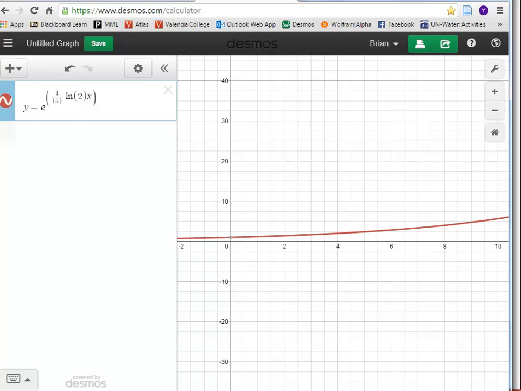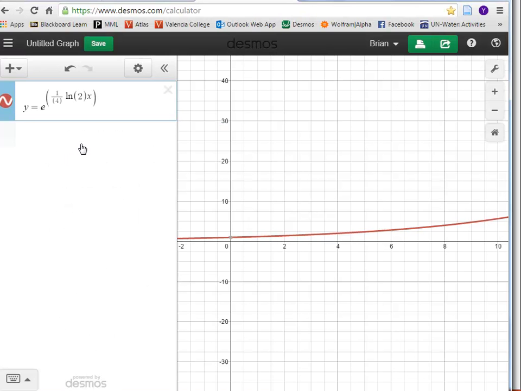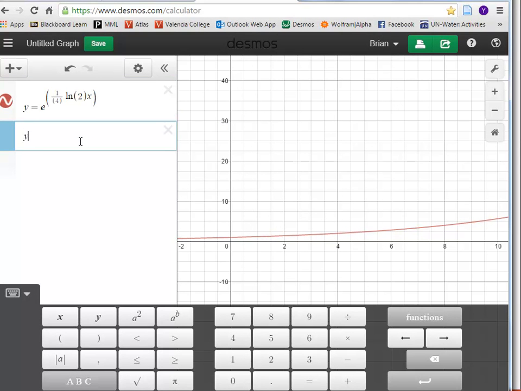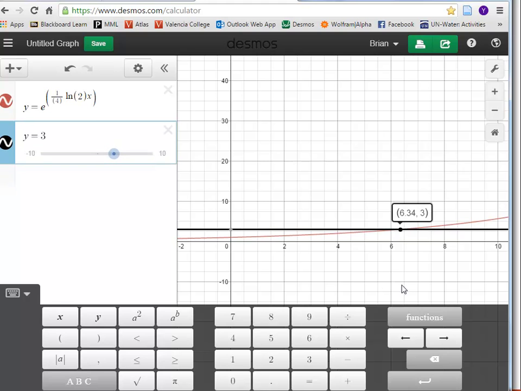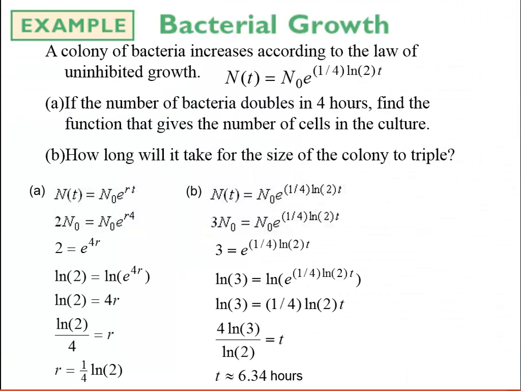So again, to check my work, let's say on letter B, if this is 1, then this is 3 times 1, which is 3. So I'm going to check when I would reach triple the initial amount, and I would just graph y equals 3, and I would see there's that intersection point of 6.34 that we got from our by-hand work.